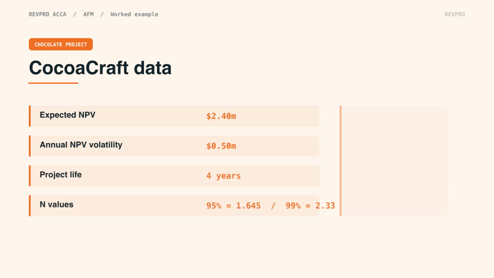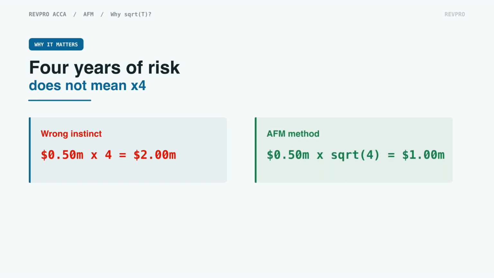Now let us make the example easy. CocoaCraft expects the new chocolate range to create an NPV of $2.4 million. The annual volatility is $0.5 million. The project lasts 4 years. We will calculate VAR at 95% and 99% confidence. Because the project lasts 4 years, we adjust annual volatility by the square root of 4. The square root of 4 is 2. So the 4-year volatility is 0.5 multiplied by 2, which equals $1 million.